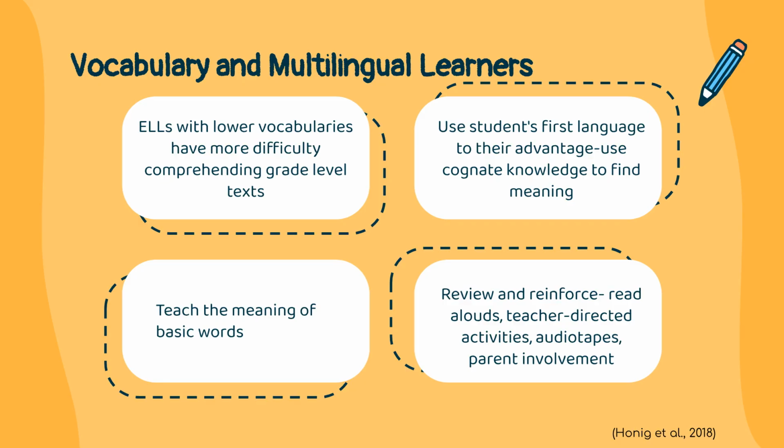ELLs with lower vocabularies have a difficulty comprehending grade level text, so there are many things you can do to help them. First, we can use their first language to their advantage, so we can find cognate words and use that knowledge to find the meaning of new words. We can teach the meaning of basic words. So, words that most English only students already know, we need to make sure we're teaching those to our multilingual learners. And we can review and reinforce words. So, this can be done through read alouds, teacher directed activities, audio tapes, and also parent involvement.